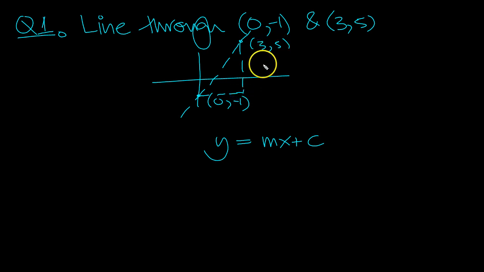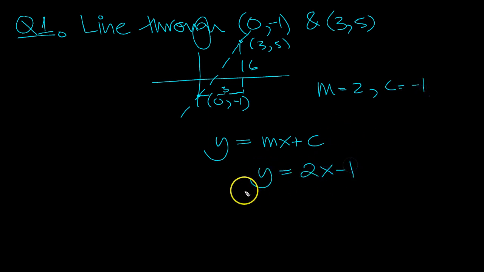There, so the difference in y would be 5 to -1, which is 6. Difference in x is 3 to 0. 6 over 3 is 2. So m equals 2, c equals -1, and that would give y equals 2x minus 1. This would be the equation of the line.